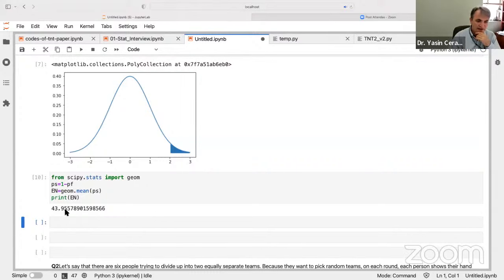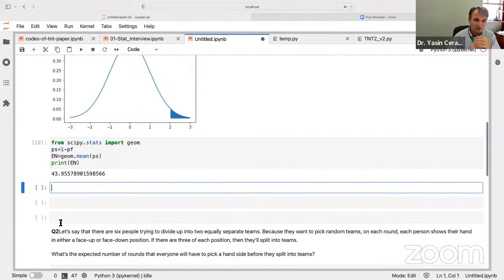Now I'm asking myself, can I solve this problem without using the SciPy library, without using the geometric distribution? Can I just dive into this question and simulate it and then get the solution? That is the next thing I'm asking myself. How can I solve this problem? First of all, I need to simulate this drawing action. How can I draw a number from normally distributed randomness?